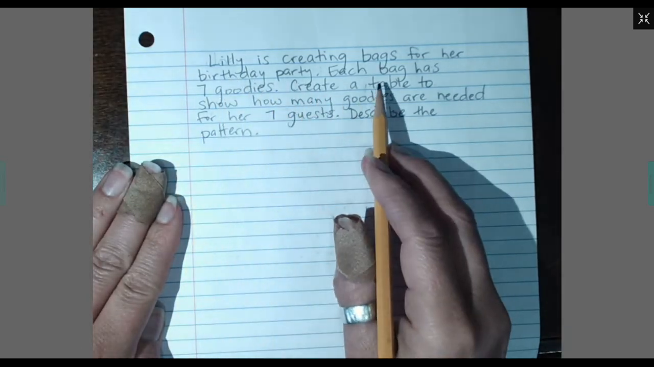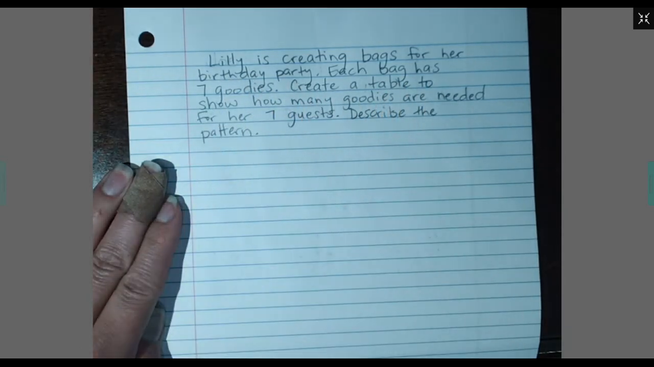Lily is creating bags for her birthday party. Each bag has 7 goodies. Create a table to show how many goodies are needed for her 7 guests. Describe the pattern.